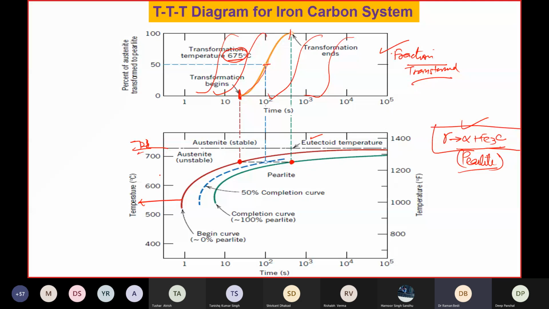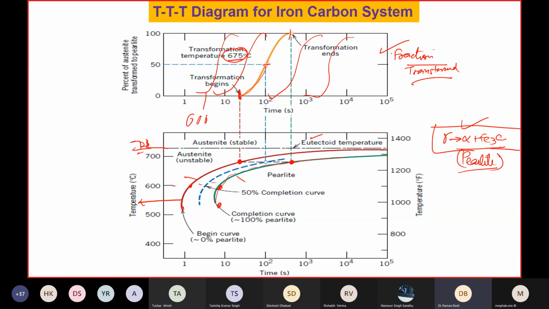So you do it for 675, then you do it for 600, so you may reach here. So this may be your 600 one. Then you go for 500 something, so you may reach here, start and beginning. And when you join these, you create these two C-shaped curves. And this combined curve is called the TTT diagram.